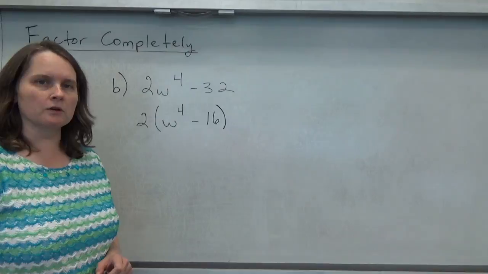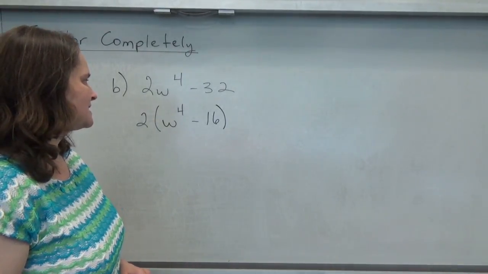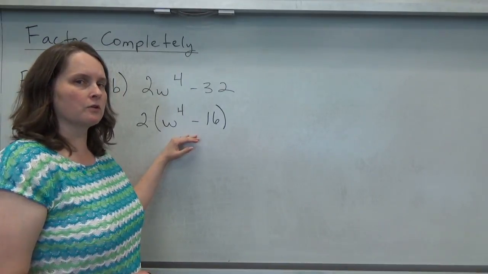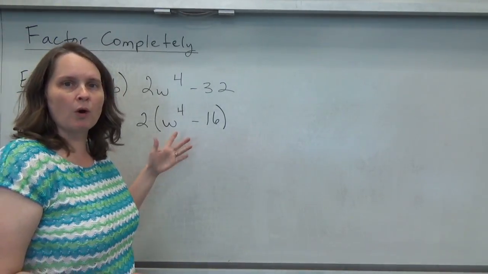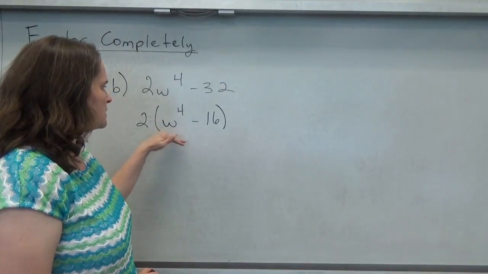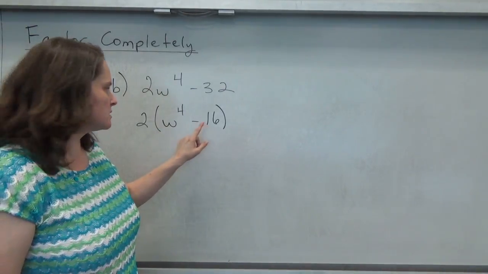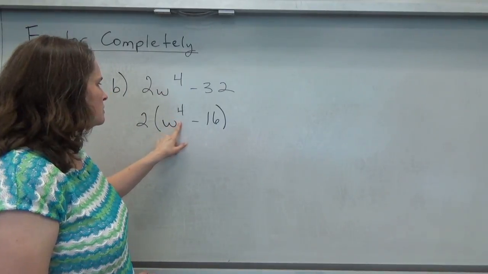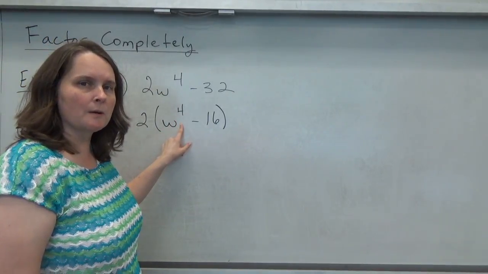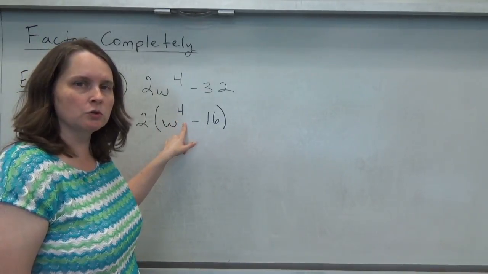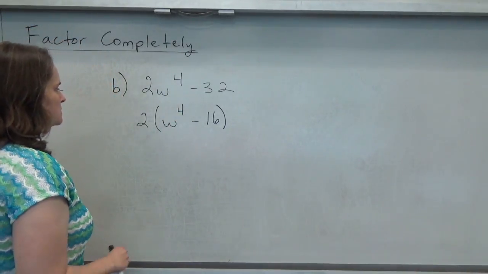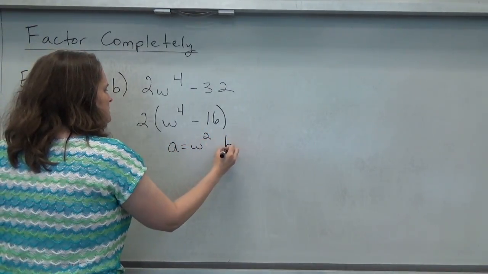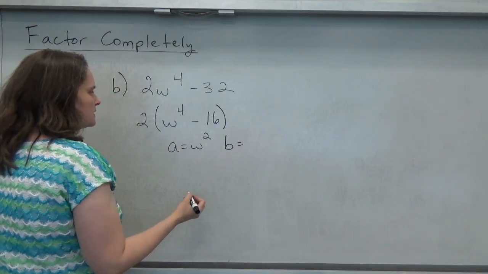Can I go any further? Well, w to the 4th minus 16 can be factored further. Hopefully you can. Do you see why? What is special about what I have here? Does 16 look familiar? That's in our perfect squares list. W to the 4th is a perfect square because your exponent is divisible by 2. So we have a difference of squares. Our A is w squared. Our B is 16. Excuse me, our B is 4.